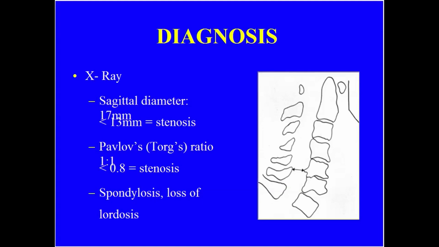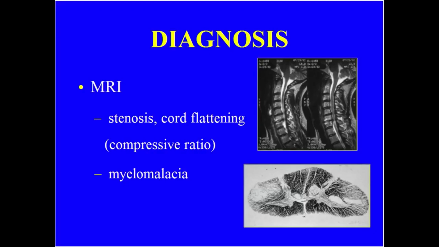Pavlov and Torg wrote up what's sometimes referred to as Pavlov's ratio, and they say that the ratio of the spinal canal to the vertebral body diameter should be 1:1, and if it's less than 0.8, that equals stenosis. That's not really as helpful as the absolute measurements. The other thing that you'll almost always see in somebody who does have cervical stenosis and myelopathy is you'll almost always see some degenerative change and some loss of lordosis, if not collapse into kyphosis. And it's important to recognize that in terms of your surgical decision making. Really, the test of choice is an MRI scan.